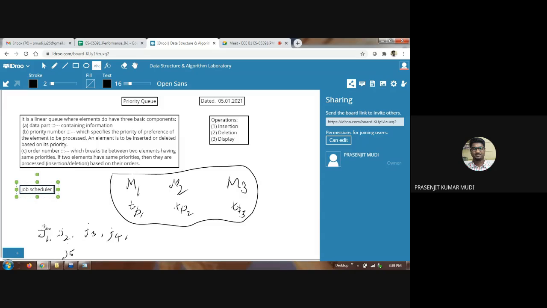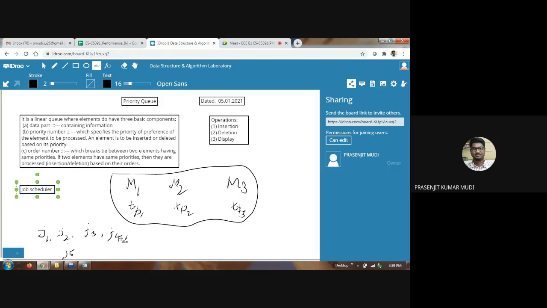Let's say job 1 takes 2 units of time to be completed, and it has some priority. Job J2 also has some priority, and it is specified with its own processing time, let's say 4 units. So every job is specified with its priority, and also the time taken to be finished.